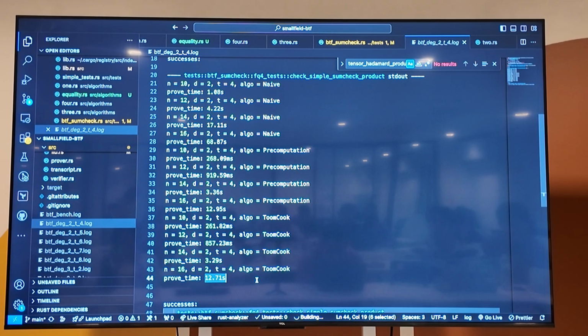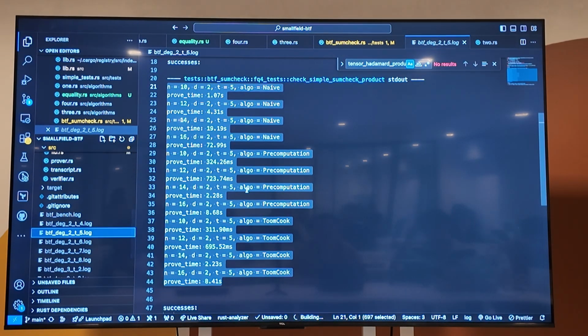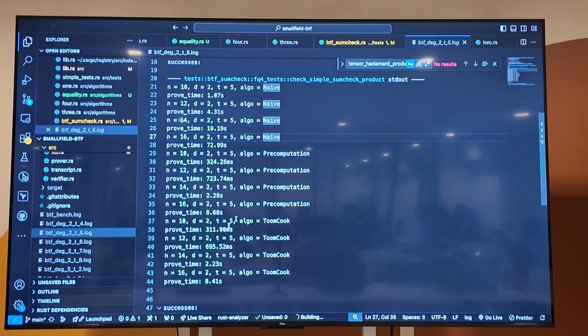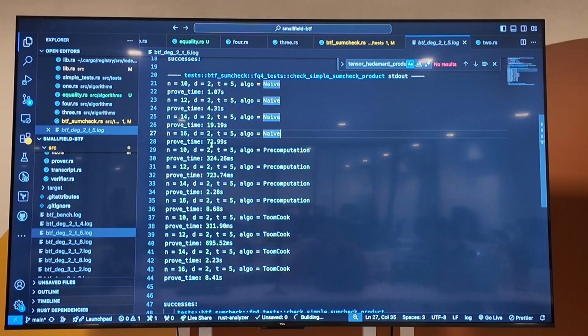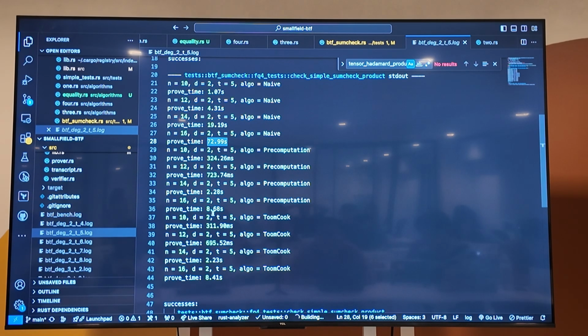So you'll have to keep figuring out what's the best configuration. Now I promised 10x, so I was a bit nervous. Will we get 10x in one of those configurations? So I tried a few more configurations. Let's see if we take degree 2 and threshold equal to 5. So prover time for naive is 72 and prover time for this is like 8.6 seconds.